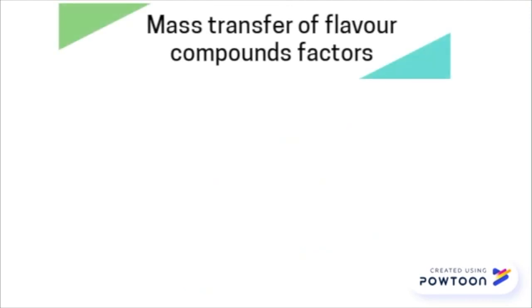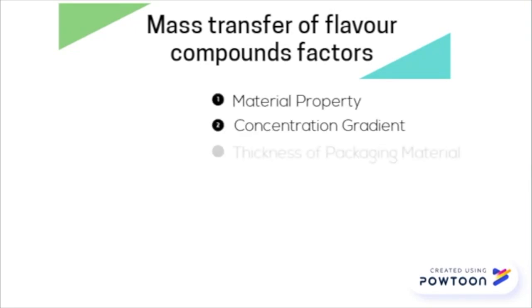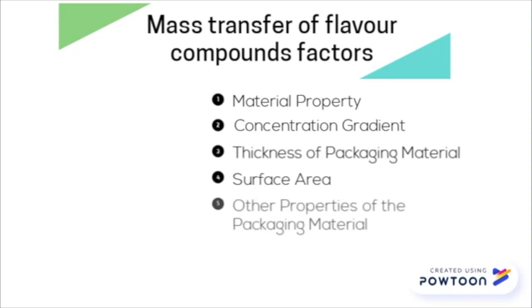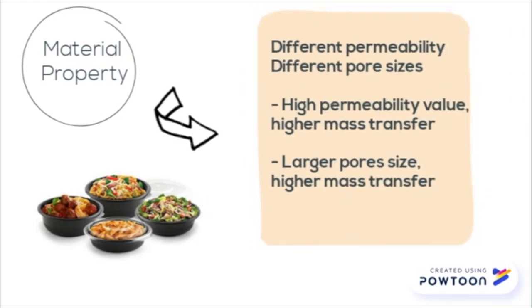The mass transfer of flavor compounds depends on a few factors, which are material property, concentration gradient, thickness of packaging material, surface area, and other properties of the packaging material. Different packaging materials have different permeability and also different pore sizes. For example, material with a high permeability value will result in a higher mass transfer of flavor compounds, while material with larger pore sizes will result in a higher mass transfer of flavor compounds as well.